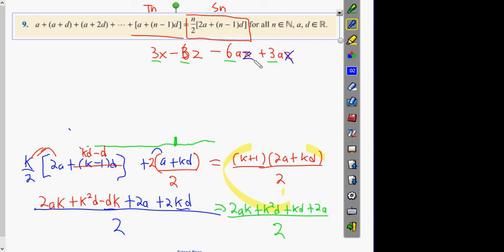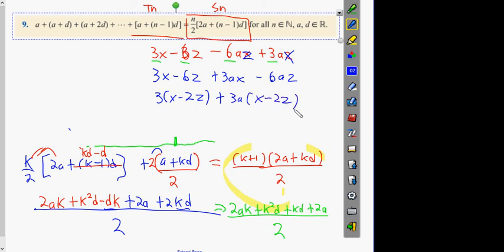Now, what I was trying to explain still holds. You've got to do 3, 6, 3, 6. So I say 3x minus 6z plus 3ax minus 6az. Then I take out 3 into x minus 2z, and that would be 3a into x minus 2z. Because both brackets are the same, it's 3 plus 3a into x minus 2z.